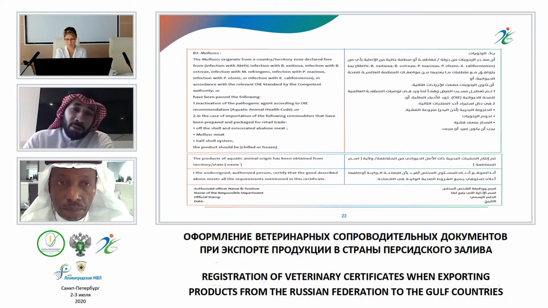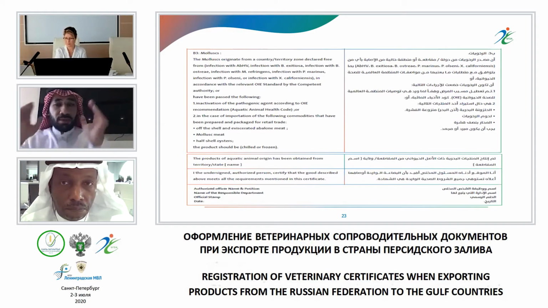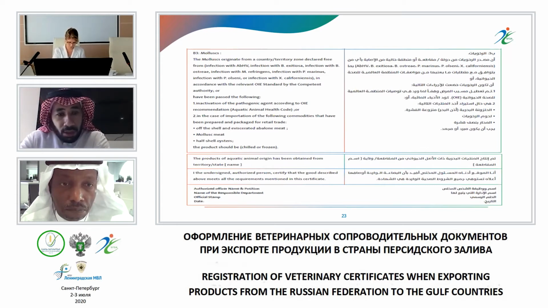If you have a variety of products on the same shipment, you should fulfill all the points. And if it's only fish, you should just cross out the other points and then sign the certificate at the end. So at the last point, it's verification from the person who signed the certificate and the stamp, the official stamp.